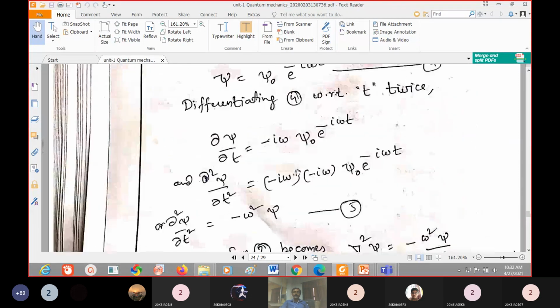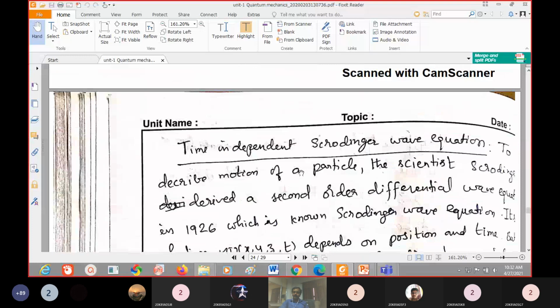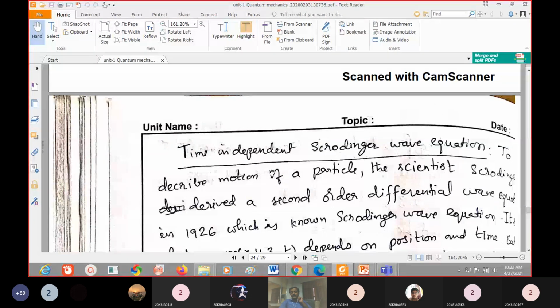Once again, any doubt on this? I will explain the Schrödinger time independent wave equation once again. There are two types of Schrödinger wave equations: one is the Schrödinger time independent wave equation, another one is the Schrödinger time dependent wave equation. In our syllabus only the Schrödinger time independent wave equation will be there, so no need to study the time dependent wave equation.